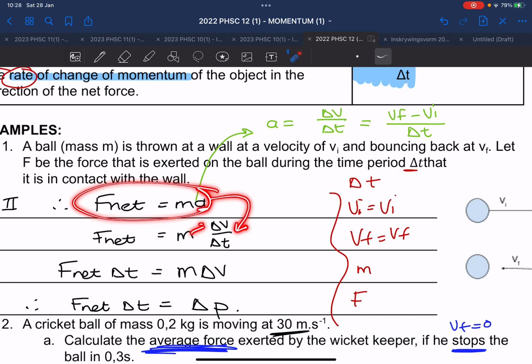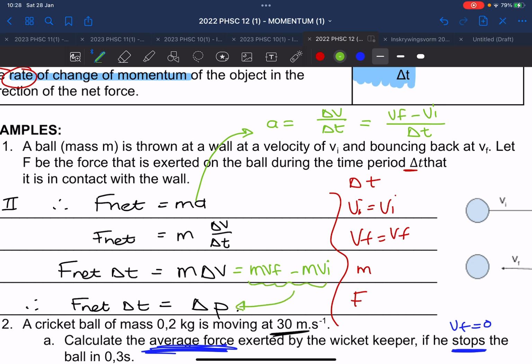Okay, so I just took that, and instead of writing acceleration, I wrote that. Then I multiply that in there, and I took the time over to that side, so it becomes multiply. So we have F net multiplied by time gives you mass times the change in velocity, or that's the same as mass times final velocity minus mass times initial velocity. And that is the same as the change in momentum. Okay, so that is how they got to the impulse formula.